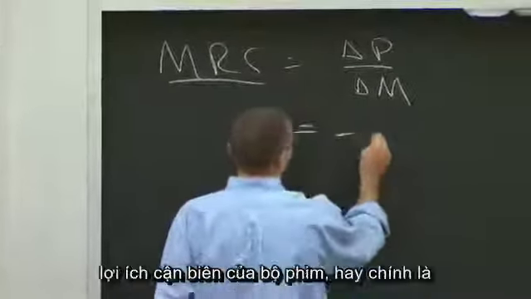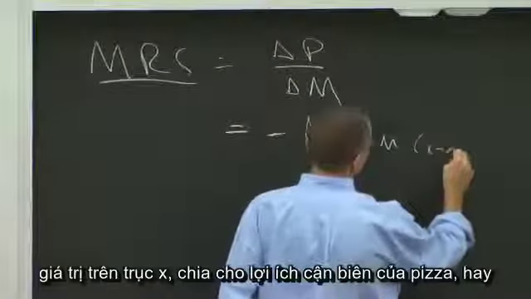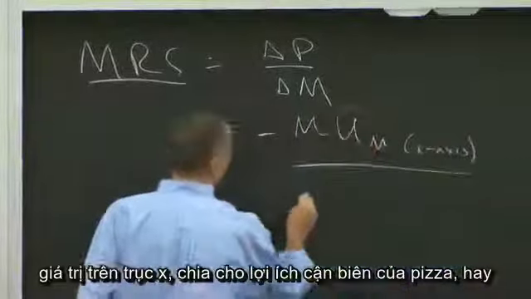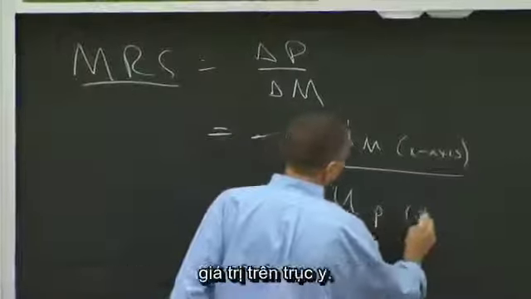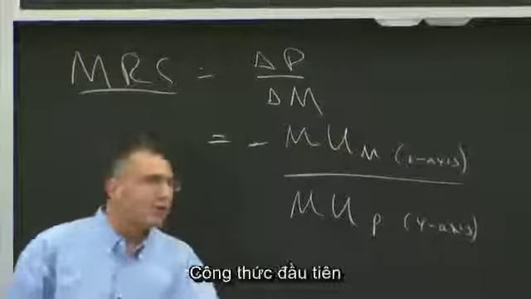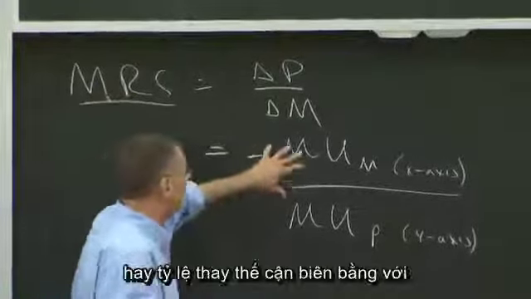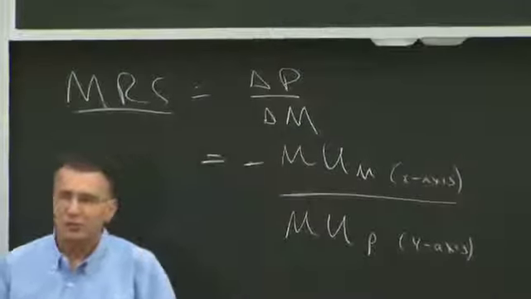So that allows us to write mathematically the definition of the marginal rate of substitution. It's the negative of the marginal utility of movies, or more generally what's on the x-axis, over the marginal utility of pizza, or more generally what's on the y-axis. The marginal rate of substitution, first key formula you need to know for this course. The marginal rate of substitution is equal to the ratio of marginal utilities.